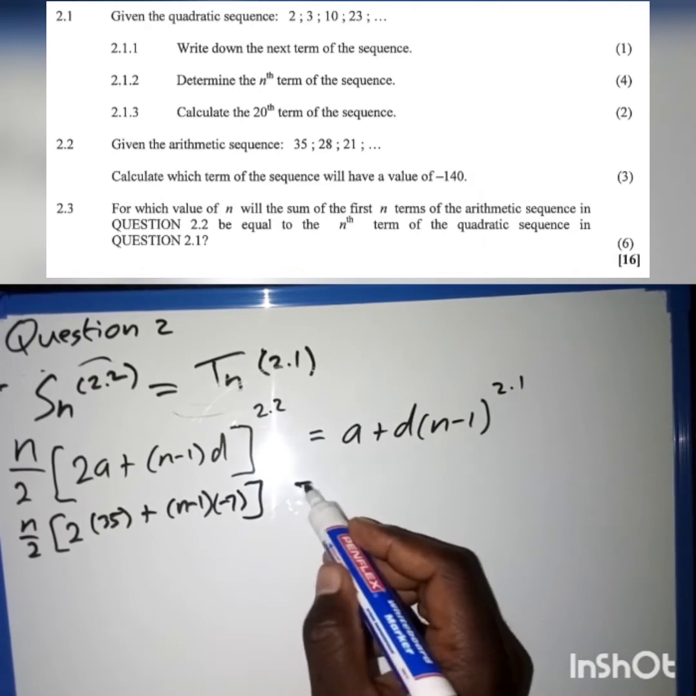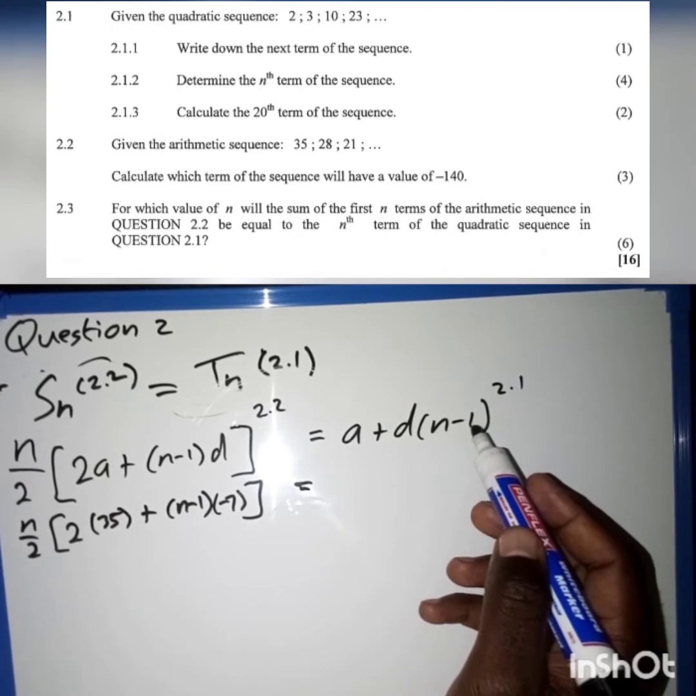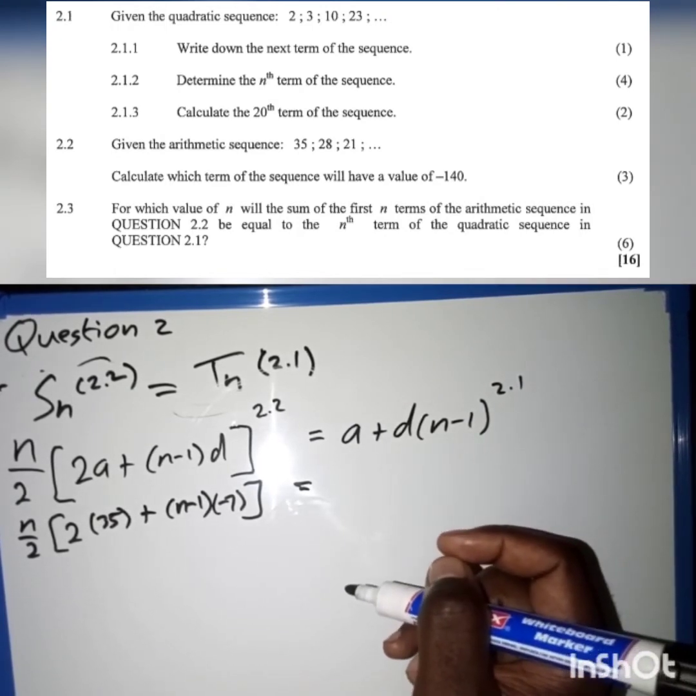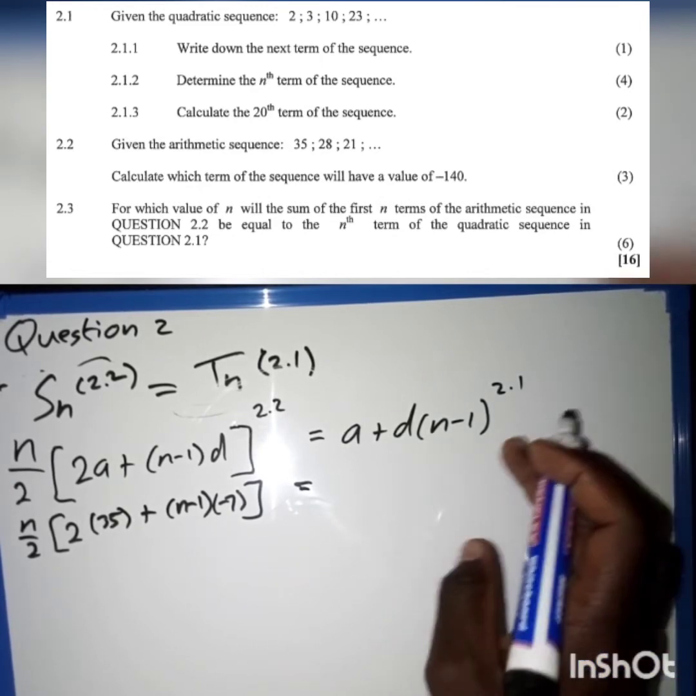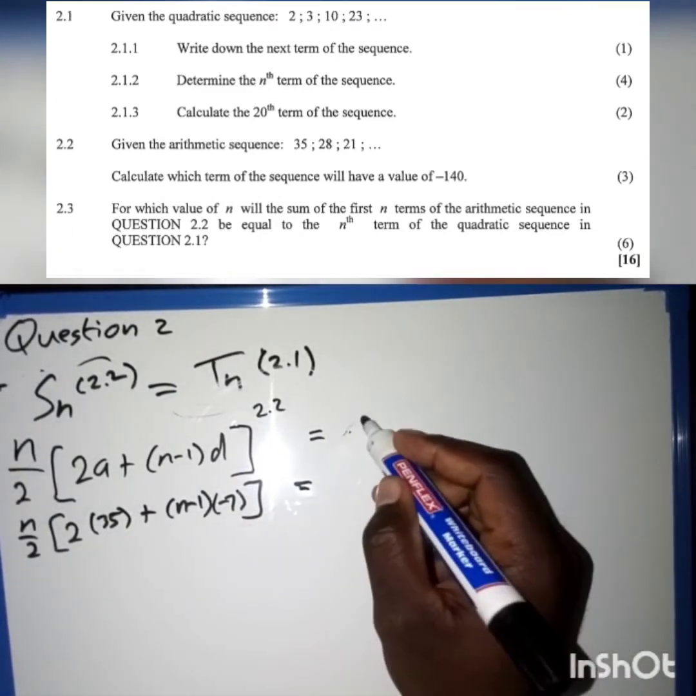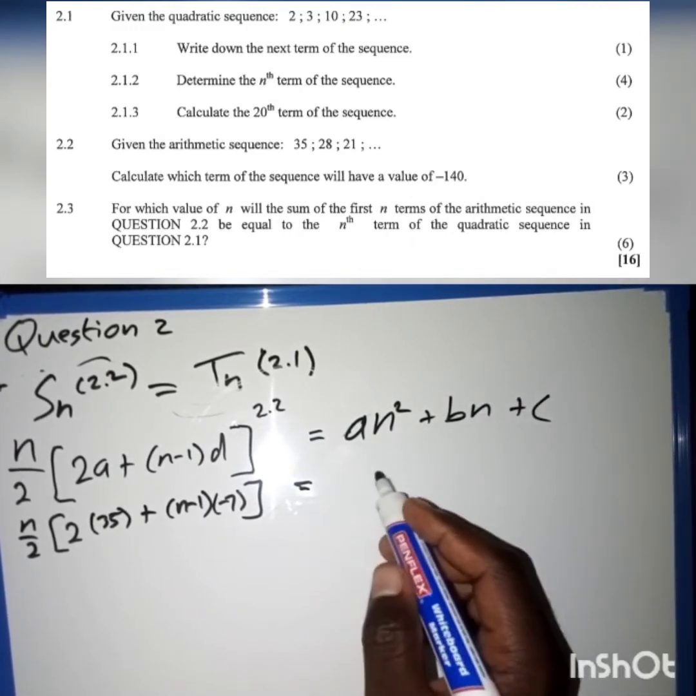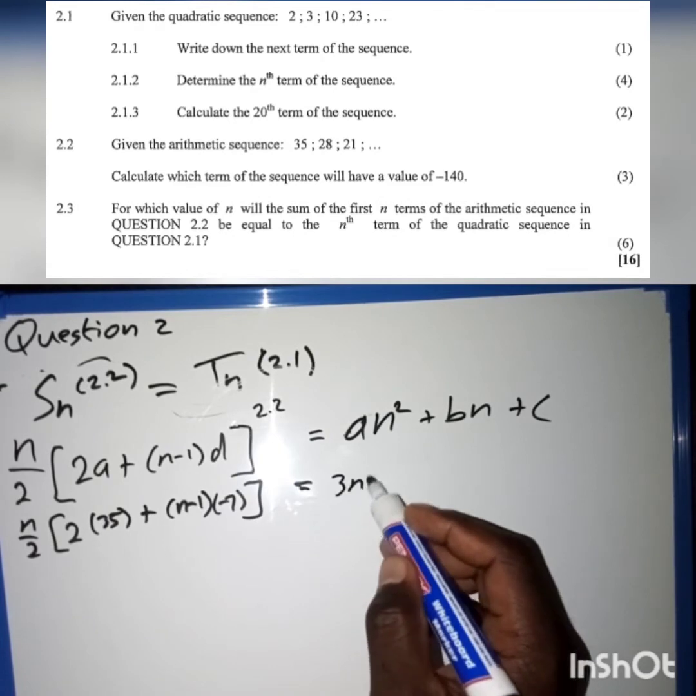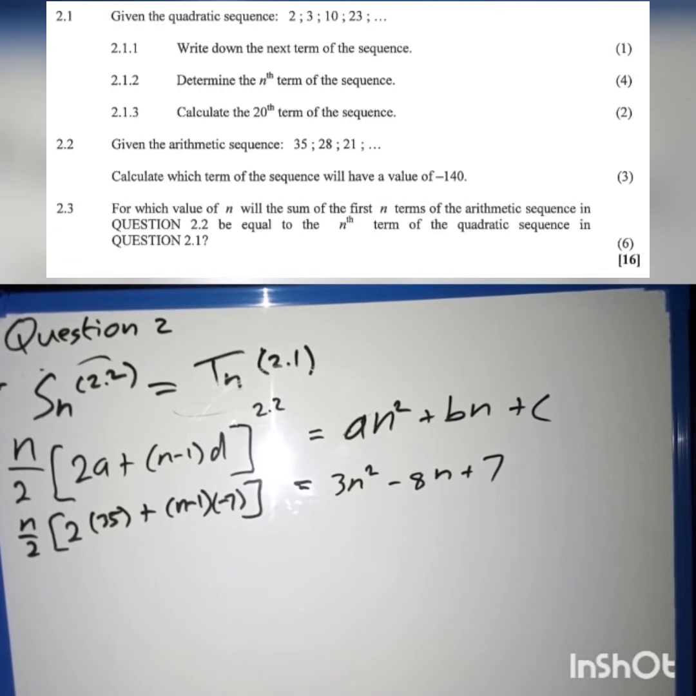Right. This will be equal to the Tn for 2.1. I mean, this was supposed to be quadratic, not arithmetic. This is quadratic. So we have a n squared plus b n plus c. Our a, b and c here, we calculated everything. It was 3n squared minus 8n plus 7. You see. So now we have to find the value of n when we are given this.